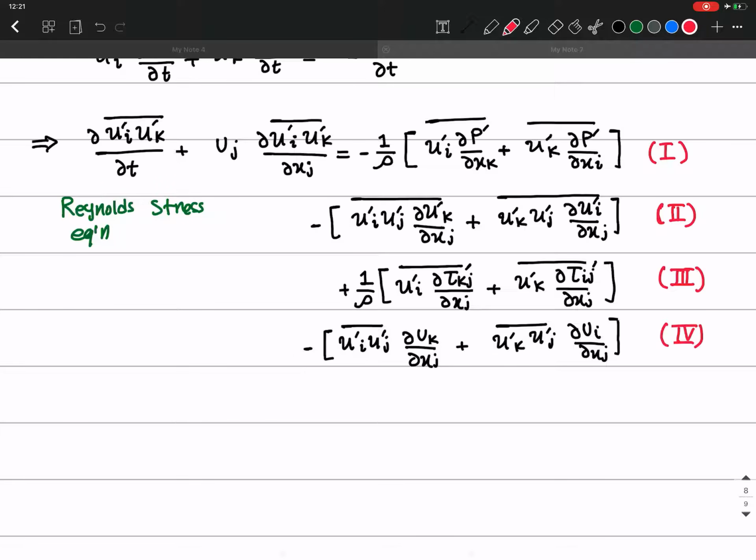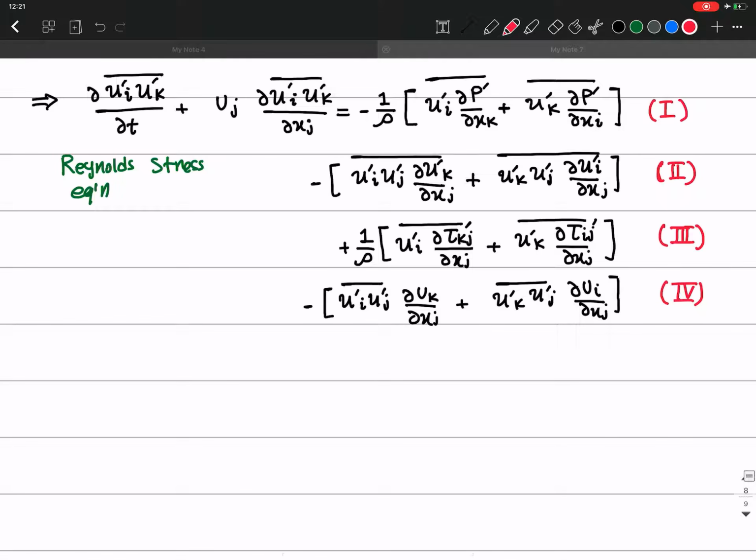Okay, so now let's go through these terms one by one, and I try to rearrange these terms and give an intuition of what each of these terms mean. So let's first go through the first term. As you see, this is pressure, right? So these are pressure terms.